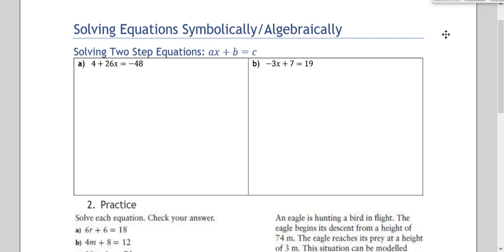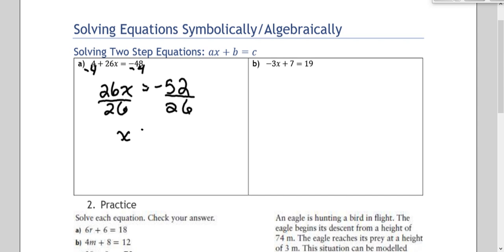So if we are solving two-step equations, this one is just ax plus b is equal to c. So when we looked at the models, we knew that we had to isolate x by itself. So we will subtract 4, 26x is equal to negative 52. And now if I want to get x by itself, I have to divide. So then x is equal to negative 2.